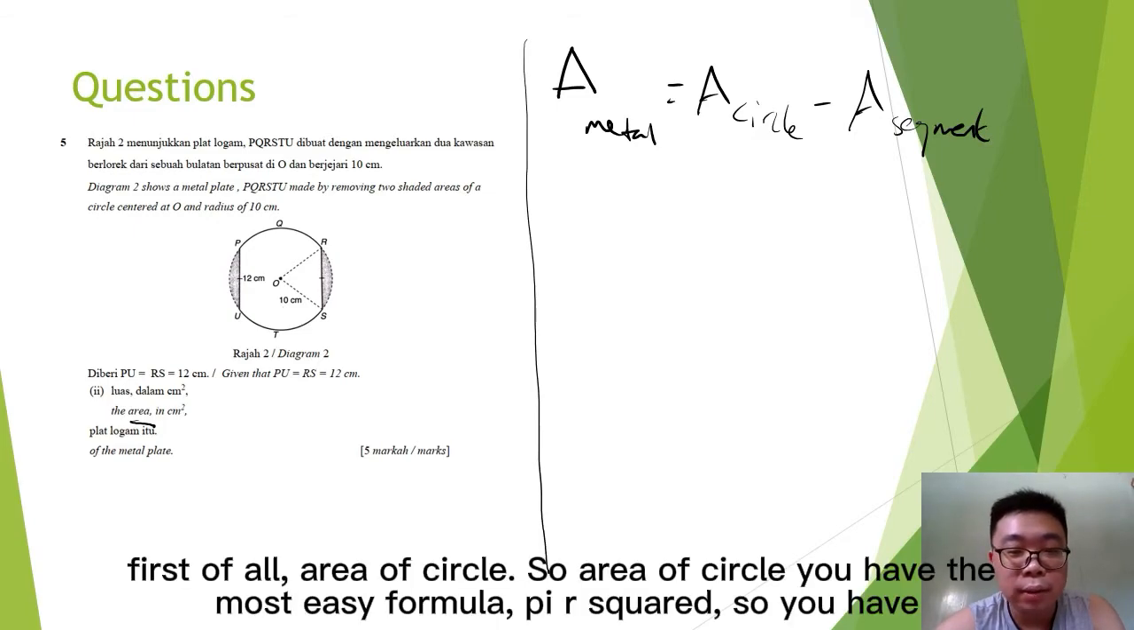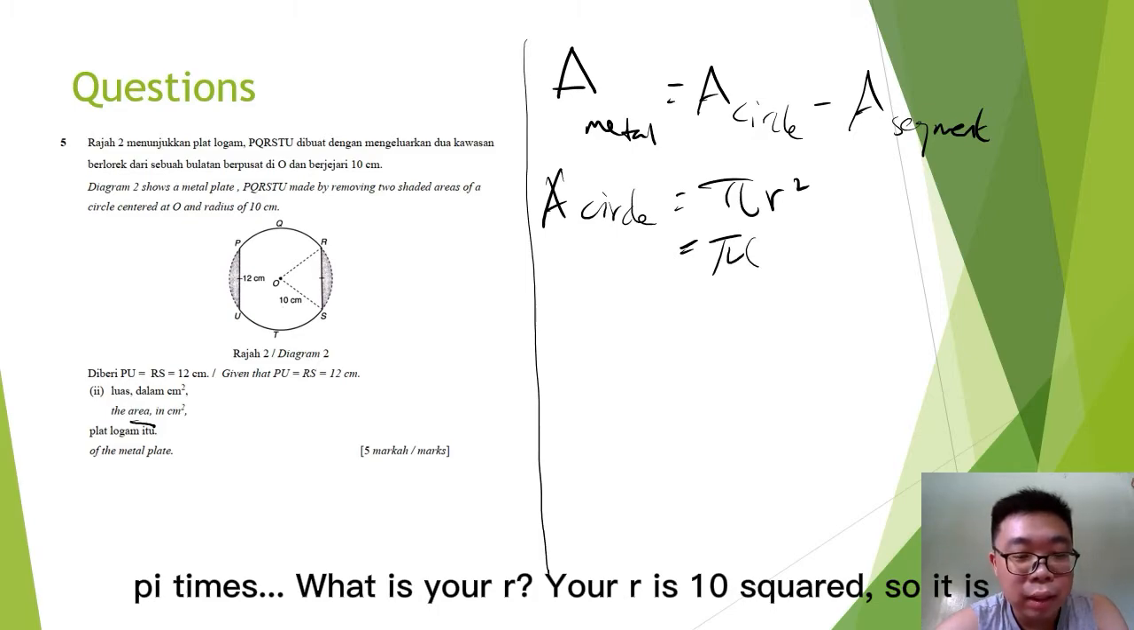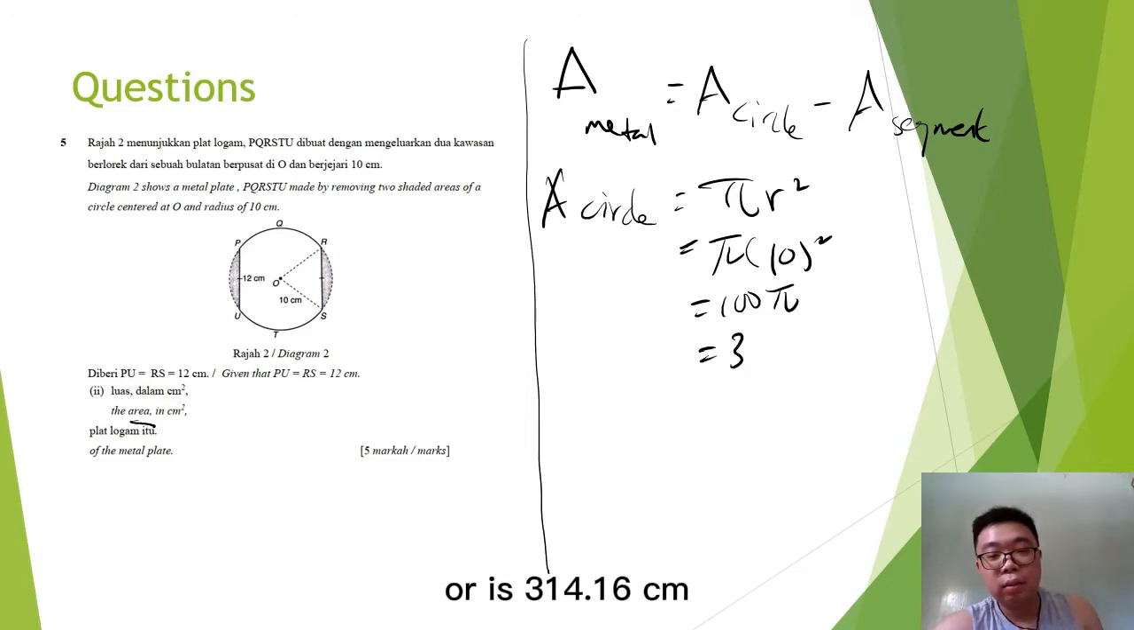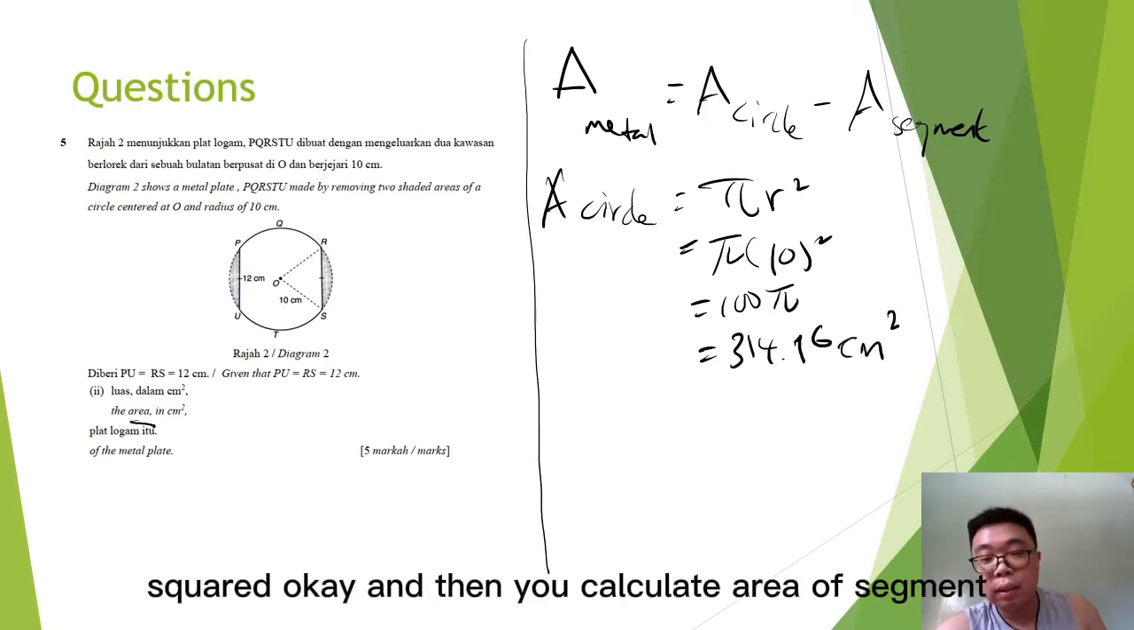First of all, area of circle. So area of circle, you have the easiest formula, pi r squared. So you have pi times, where's your r? Your r is 10, squared, so it's 100 pi, or it's 314.16 centimeter squared.